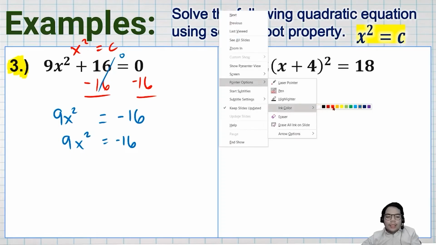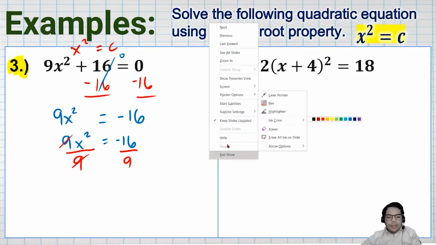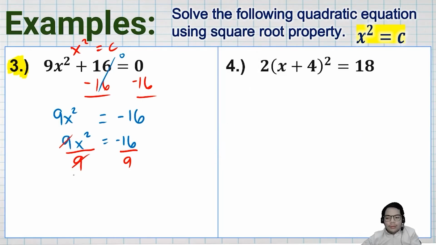So, paano natin tatanggalin dyan si 9? So, tandaan kapag may katabi or coefficient yung number na gusto mong tanggalin, you can divide both sides by that number. So, in this case, we divide both sides by 9. So, 9 divided by 9 is 1. So, we can get rid of 9 already. So, now we'll just be having x squared is equal to fraction, yung magiging sagot natin dito, negative 16 over 9.